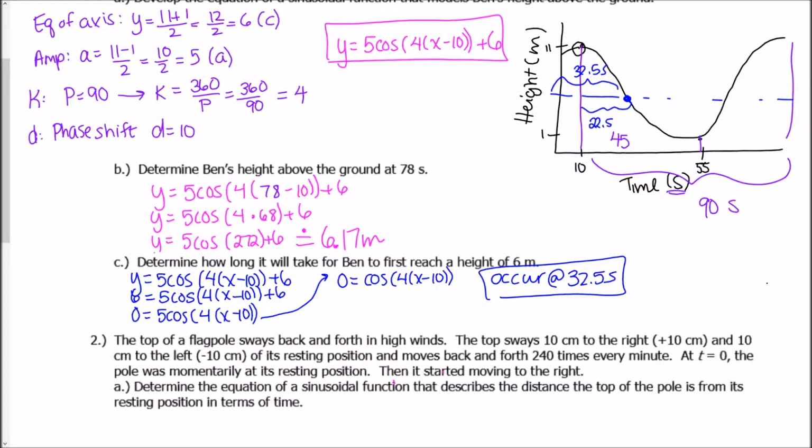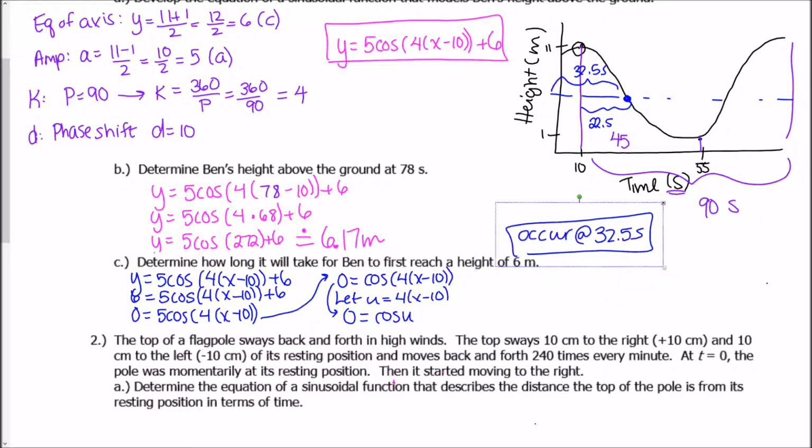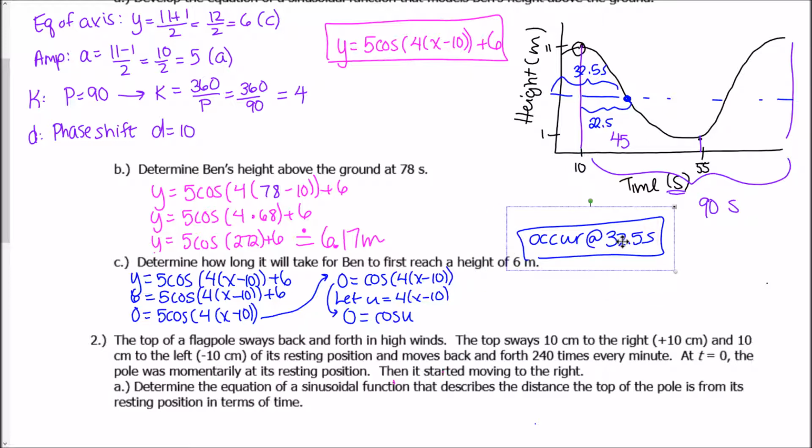Now the next part is a little bit different. We're going to let u equal 4 times (x minus 10). And the reason why I'm going to do that is because now my equation is going to say 0 equals the cosine of u, which is a lot easier to deal with than saying 0 equals the cosine of 4(x minus 10). Once I do that, I'm going to solve for u by doing the inverse cosine. So u is equal to the inverse cosine of 0.